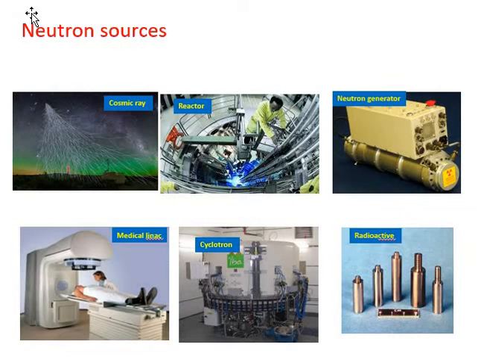Neutron radiation is around us. It can come from various sources, both natural and artificial. Neutrons in nature can come from cosmic radiation when interacting with the atmosphere. Neutrons can also come from nuclear reactors, neutron generators, medical LINAC, cyclotrons, and radioactive sources.